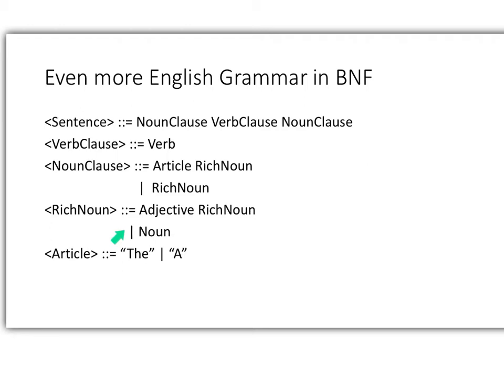A rich noun can just be a noun. So basically, a rich noun can be any number of adjectives followed by a noun, because you can keep tacking adjective rich noun on as long as you want. Let me show you an example of what I mean.